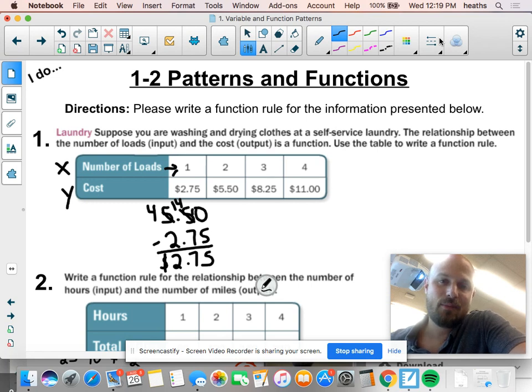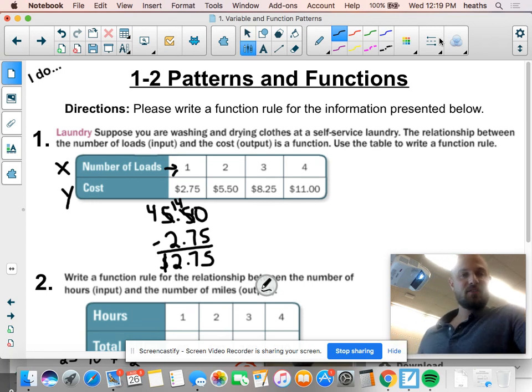And then me just eyeballing it, I can kind of tell that to go from $5.50 to $8.25 is going to be another $2.75. And then one last time, if you do 3 loads, it's $8.25. If you do 4 loads, it's $11. And I know if you add $2.75 to $8.25, you're going to get $11. So basically what we figured out here is that with every load, it costs $2.75. So let's see if we can write a function rule for this problem.